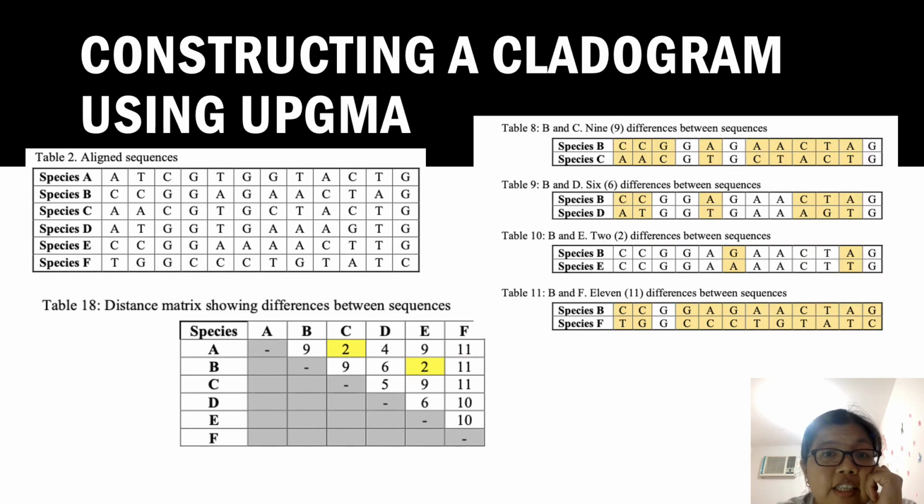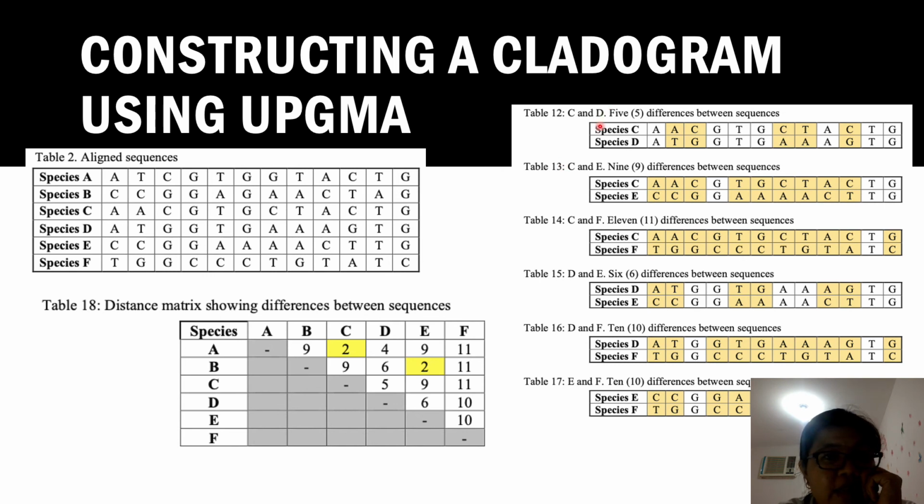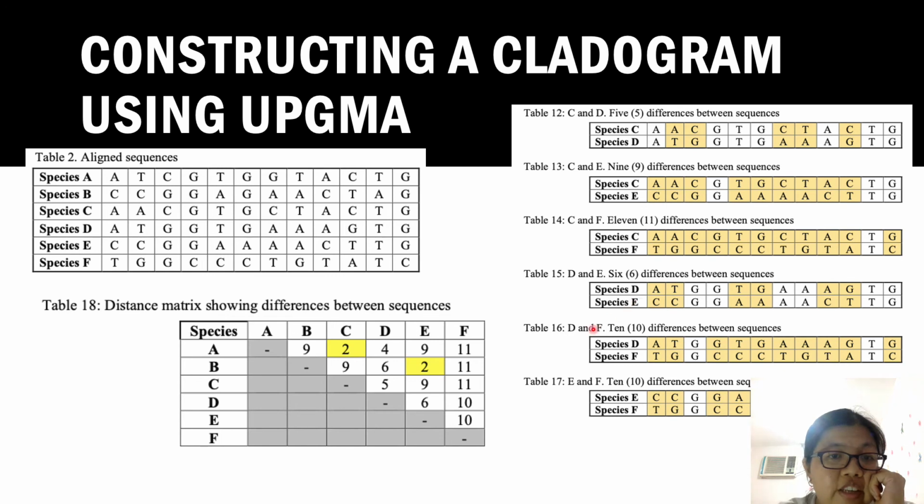Okay, and then the next: B to C, B to D, B to E, and B to F. So we have 9, 6, 11. And next we have to compare C to D, C to E, D to E, D to F, and then E to F. So we have here 5, 9, and 11, and then we have 6 and 10, and then 10 there. Okay?